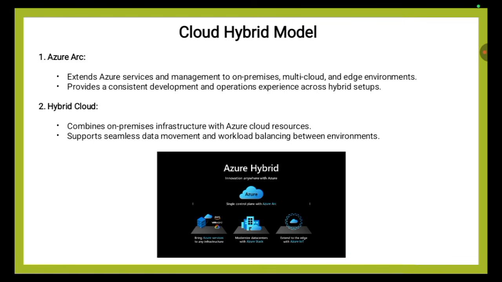The image illustrates the Azure hybrid model. It shows how Azure Arc provides a single control plane for managing hybrid environments. Azure services can be extended to any infrastructure including AWS, VMware, and Google Cloud. Azure Stack helps modernize on-premises data centers, while Azure IoT extends services to edge devices, enabling real-time processing and insights at the edge. This setup provides a consistent experience and operational efficiency across diverse environments.